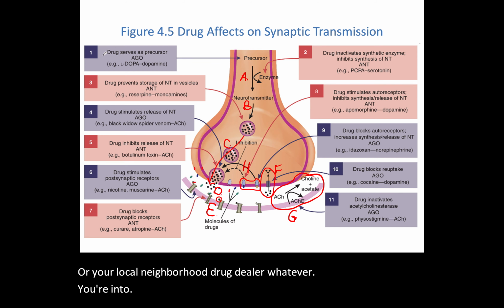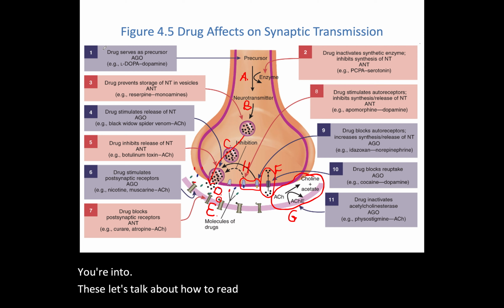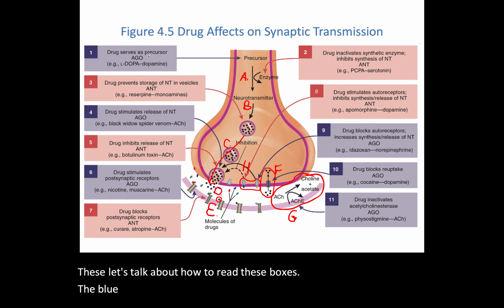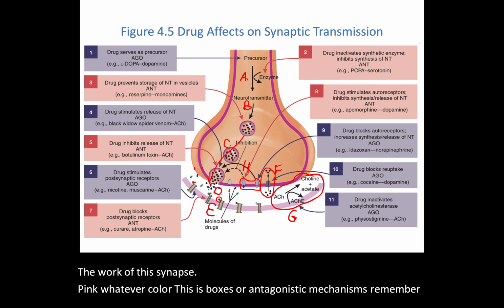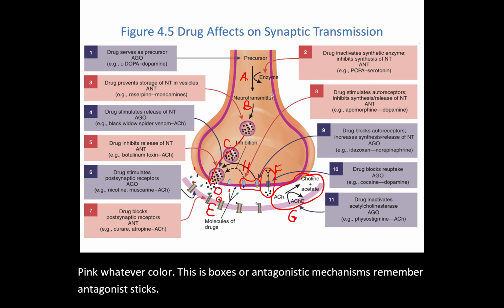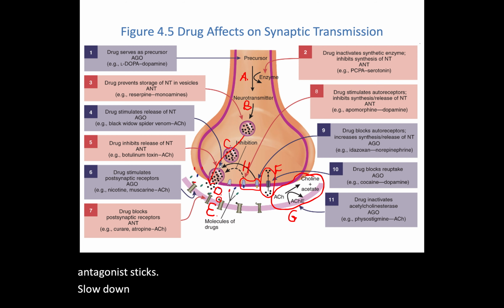Now, let's talk about how to read these boxes. The blue boxes are agonistic mechanisms, those that increase the work of the synapse. The pink, whatever color this is, boxes are antagonistic mechanisms. Remember, antagonistics slow down, disrupt the work of this synapse.